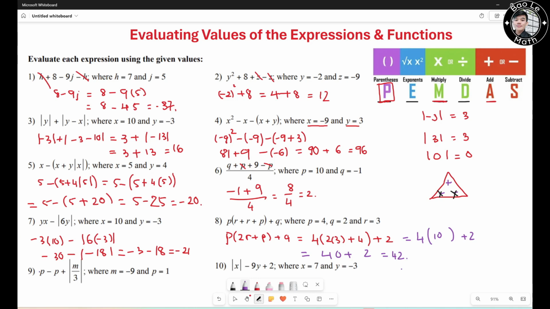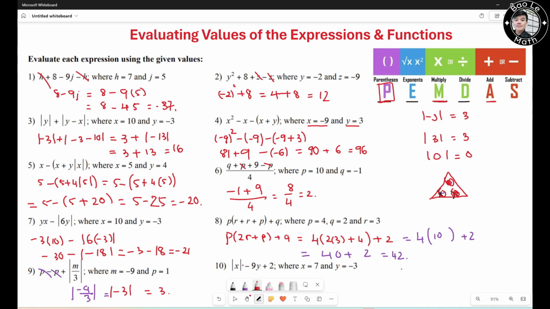P minus P right here cancel out. Right? We only have m over 3. Right? So absolute value of m equals negative 9. So negative 9 divided by 3, right? So negative 9 divided by 3, we use the triangle trick right here. So we have the negative side right here, we have the positive side right here. So we have negative 9, which means negative side, so we cross this one out. We have 3, which means positive right here, we cross this one, so the answer is negative right here. So absolute value of negative 9 divided by 3 is going to be negative 3, right? Absolute value of negative 3 equals 3, right?